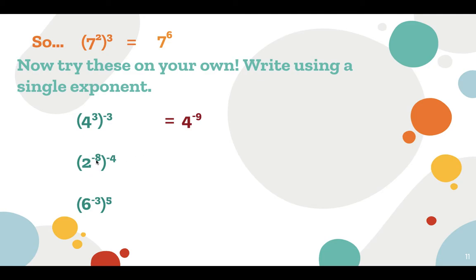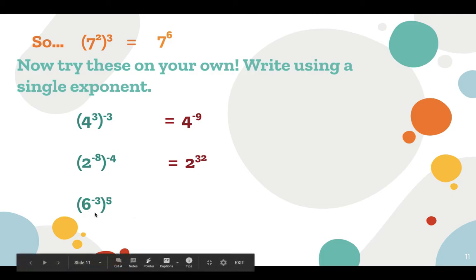This one, 2 to the negative 8th, all raised to the negative 4th. So we're going to multiply our 2 exponents and keep our base. So it's going to be 2 to the negative 8 times negative 4. A negative times a negative is going to be a positive. So it's going to be positive 32. So 2 to the positive 32nd.